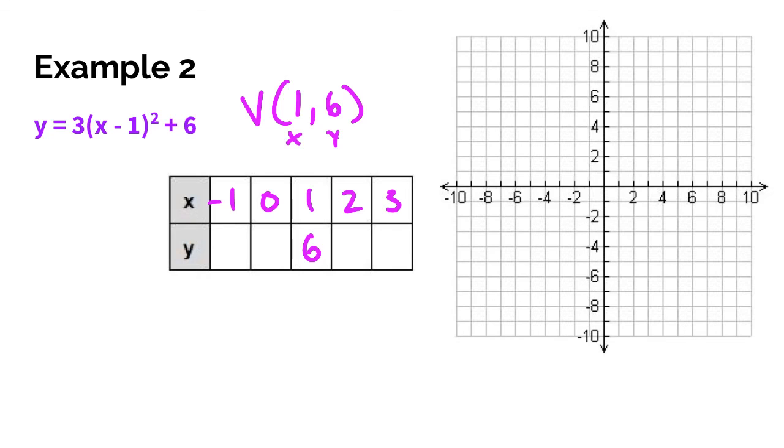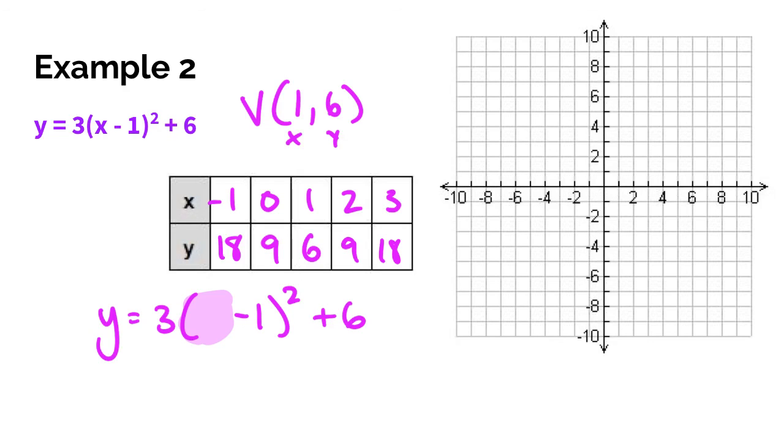And my goal then would be to plug those into my function where I see x. So I have the x minus 1 squared plus 6 with the 3 in front, so I'm going to plug those values into that spot for x and get my outputs. In my outputs, I'll get 18, 9, 6, 9, and 18. Again, centered around that vertex that we got from our function.